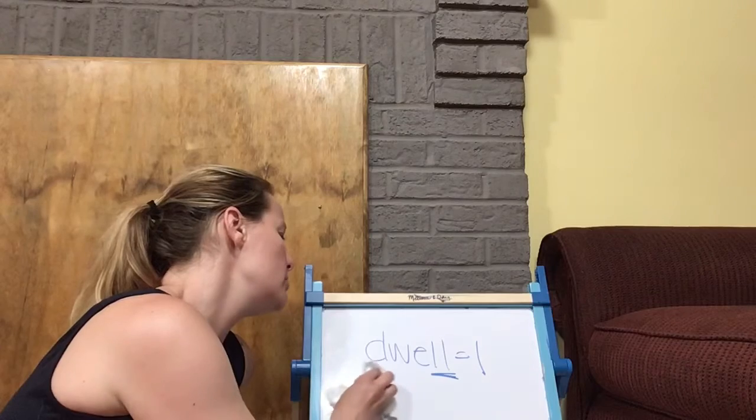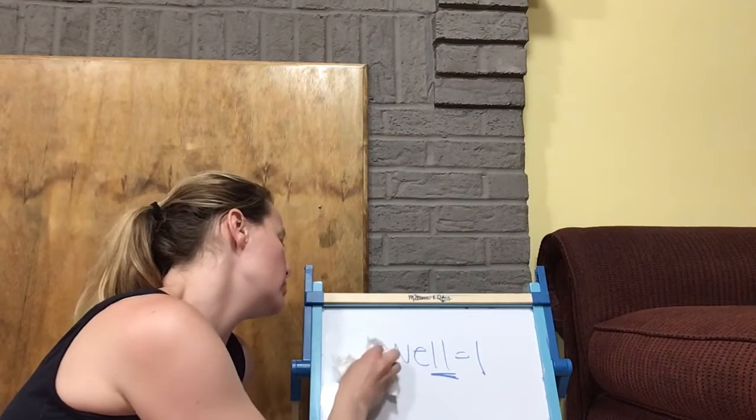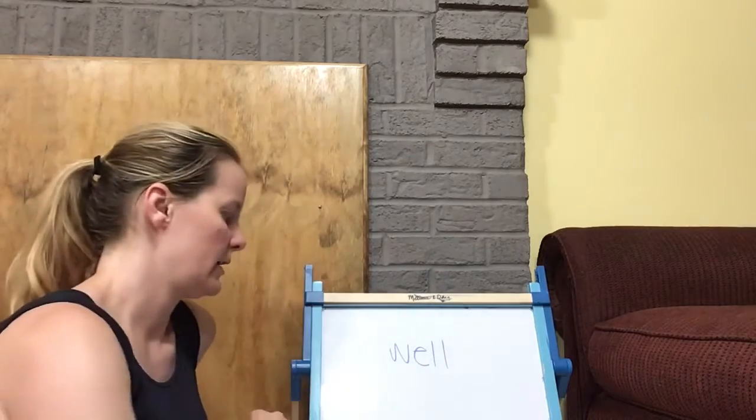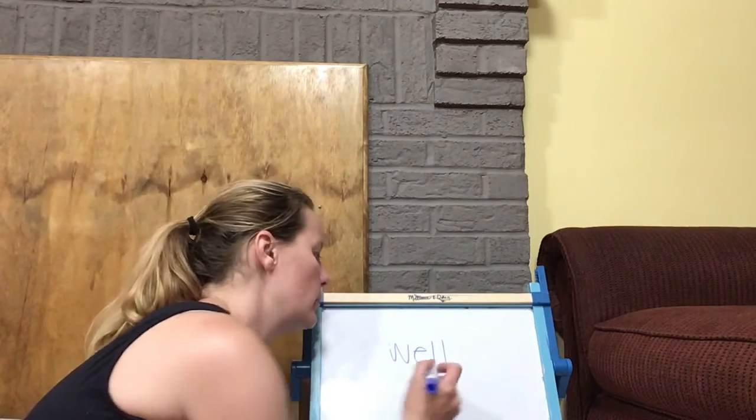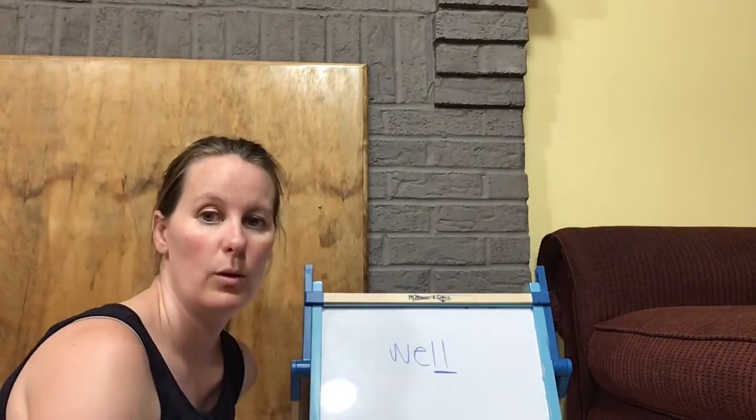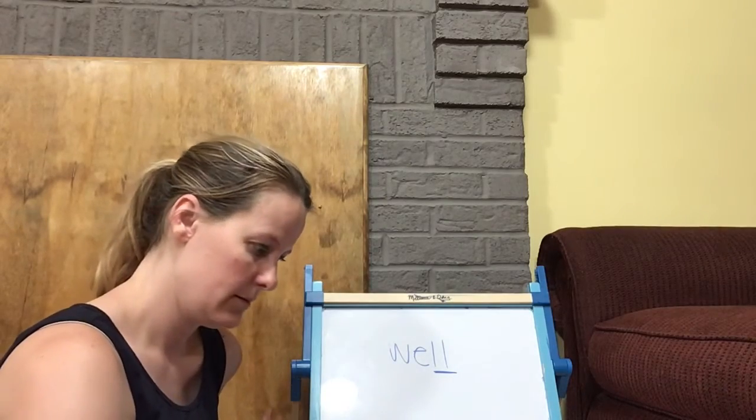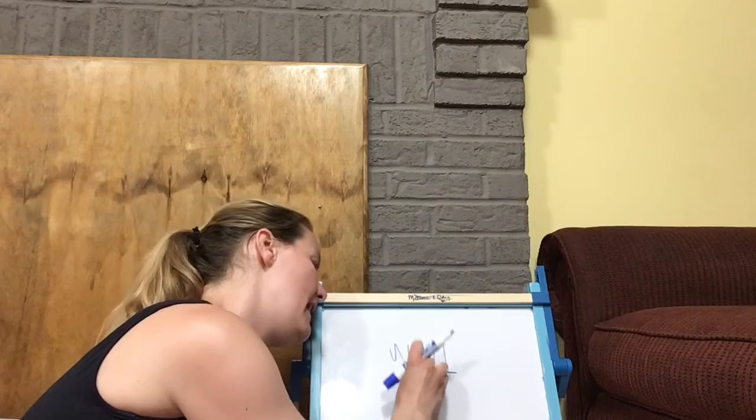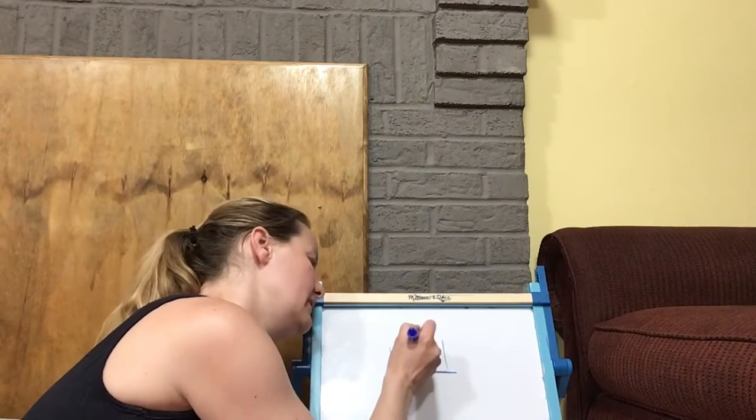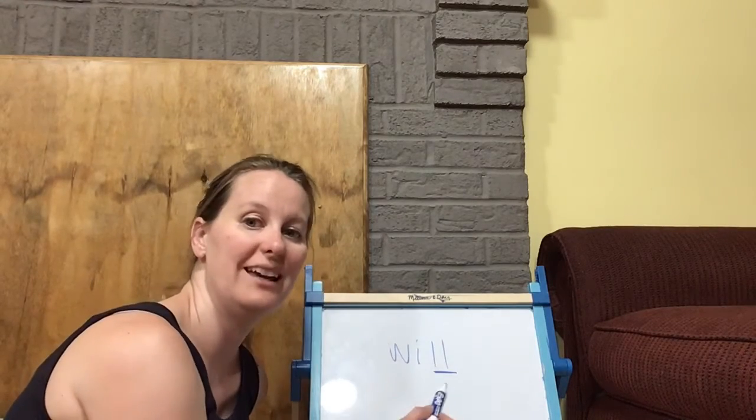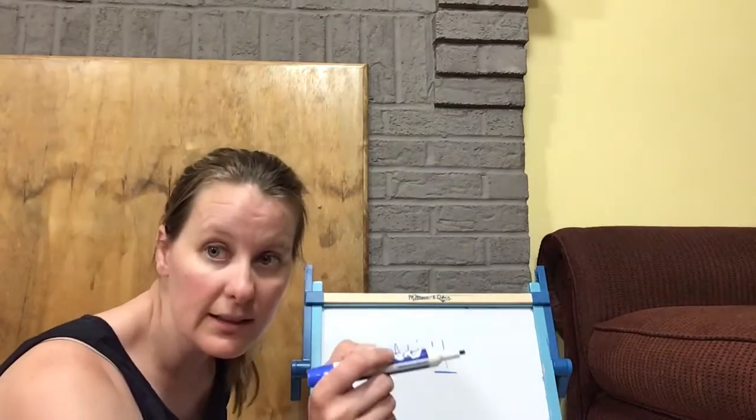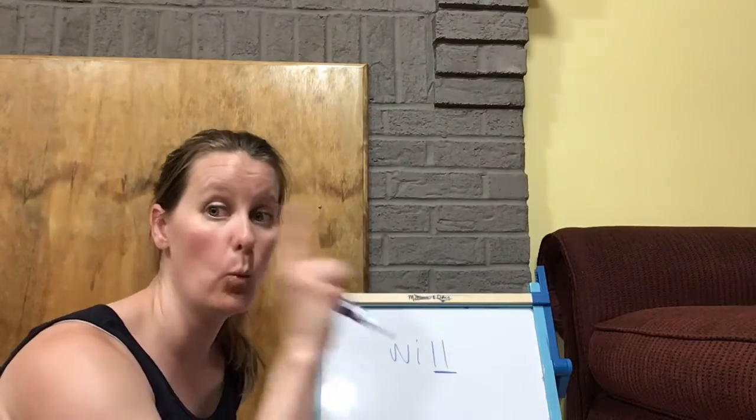So I'm going to make this a new word, and I want you to tell me what it says. And I'm going to underline my double letter. What do I have now? Well. Okay? Now I'm going to change my middle sound from eh to ih. Now what do I have? Will. I don't say wil-il, I don't say it twice. I say it one time.